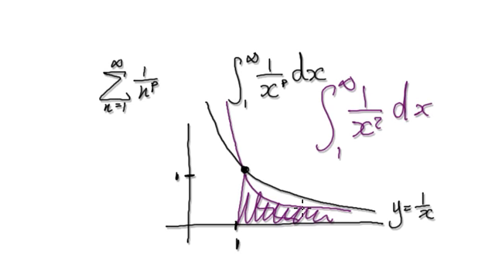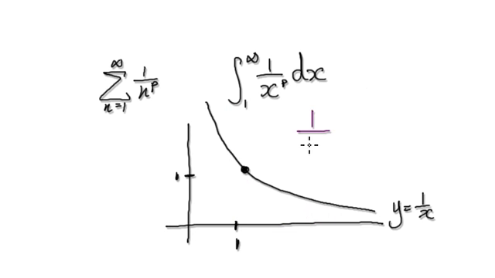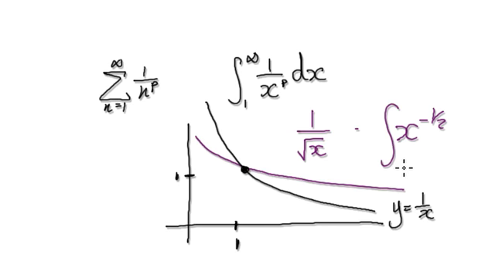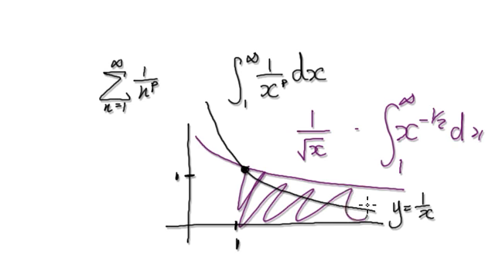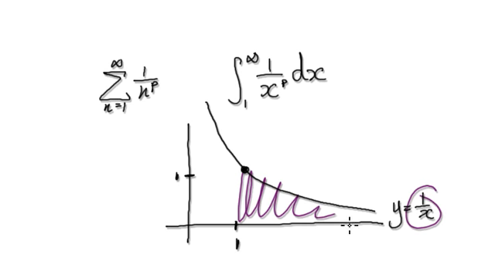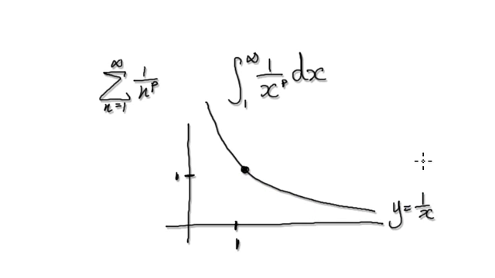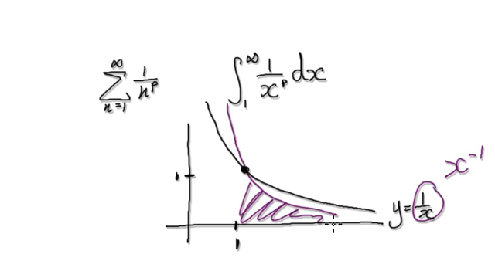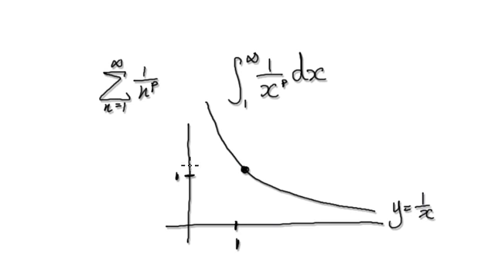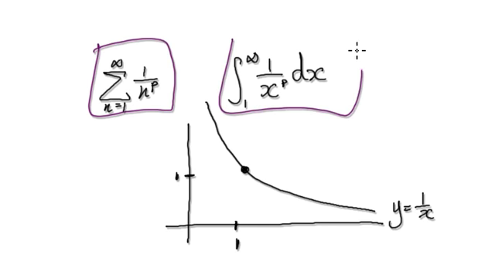this will converge. But if you look at 1 over the square root of x, which is x to the power of minus 1 over 2, it will look like this, and if you take the integral from 1 to infinity of this, it will diverge. The point is that 1 over x diverges. Anything lower than x to the power of minus 1 will converge, and anything above this will diverge. So this is very similar to this.